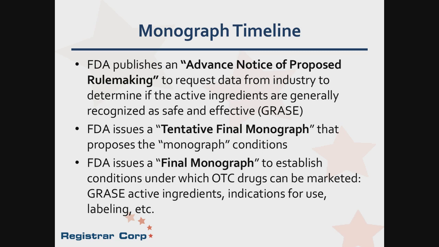Once received and reviewed, FDA will then issue a tentative final monograph that proposes what they call the monograph conditions for that particular type of drug product. FDA will then issue a final monograph to establish the conditions under which the OTC drugs can be marketed. So they'll talk about active ingredients, proper indications for use, labeling requirements, etc.